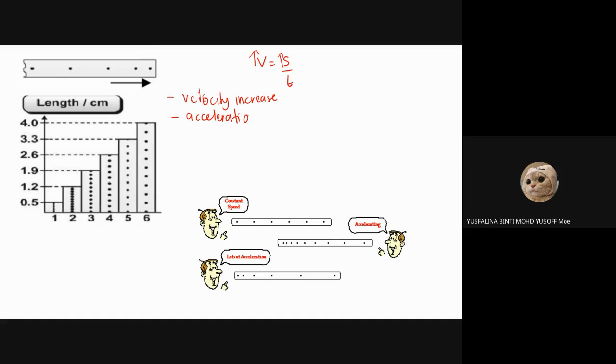So when velocity increases, the object is in acceleration. Like this one, if you cut it into 10 ticks and you arrange it into a graph like this, you can see the displacement is increasing. The length of the strip is increasing, so the displacement is increasing and the velocity is also increasing. So you just use the formula here. Anything you want to ask for this second part?